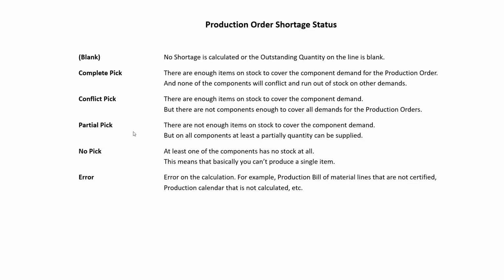Whereas partial pick means that there are not enough items in stock to cover the component demands, but all the components at least have a partial quantity that can be supplied. So you can at least produce one or whatever number of items. Whereas no pick means that at least one of the components has no stock at all. This means that basically you can't produce a single item.